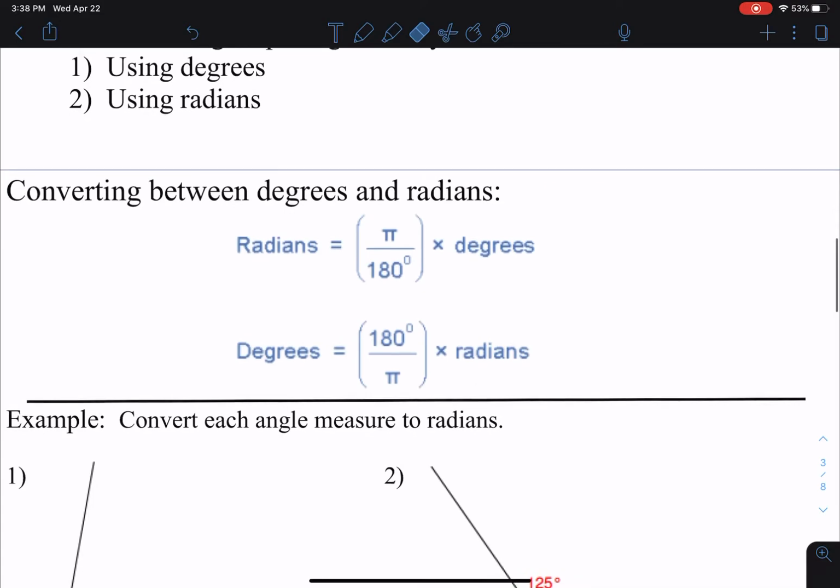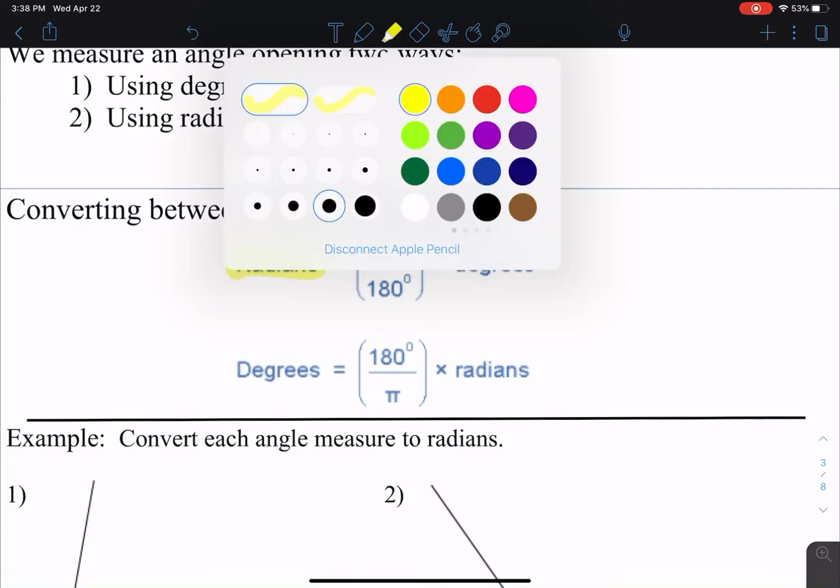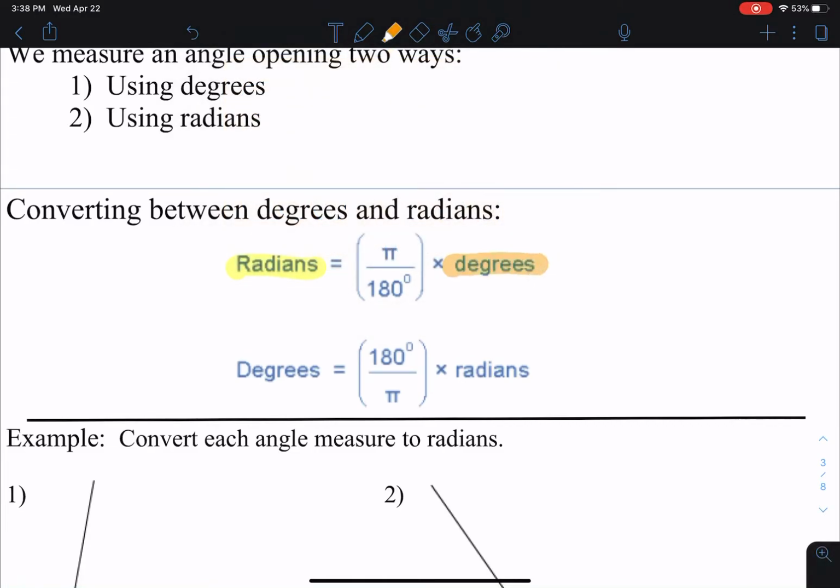If you want to convert to radians, you take the degrees, whatever they were, and multiply times pi over 180. If you want to change to degrees, you take the radians and multiply times 180 over pi.